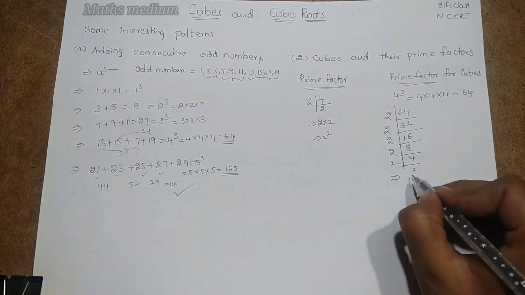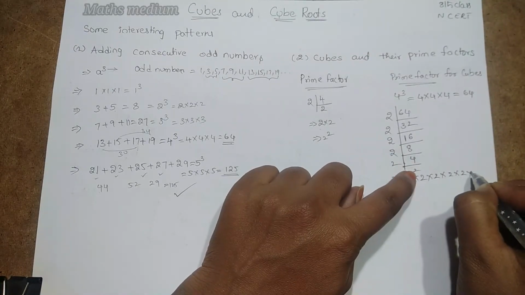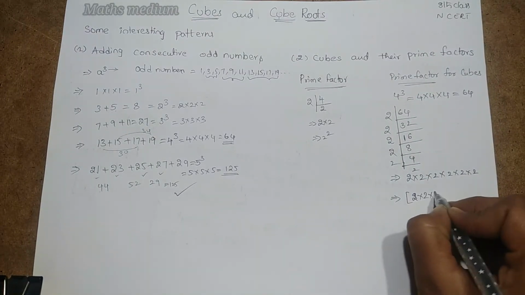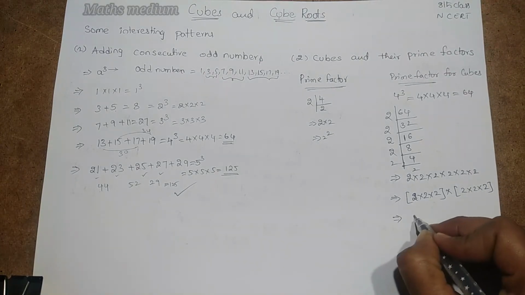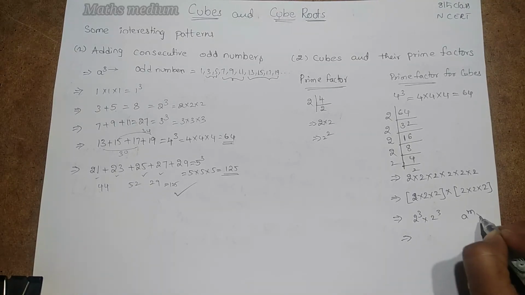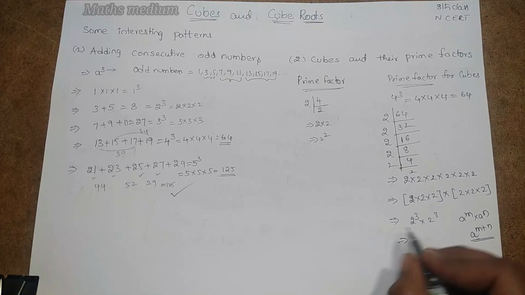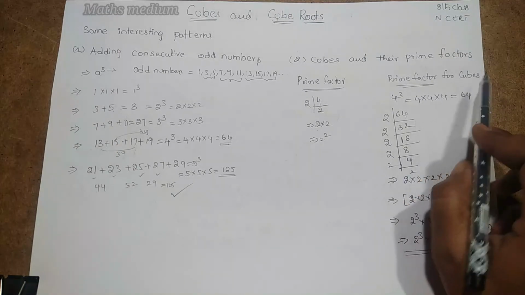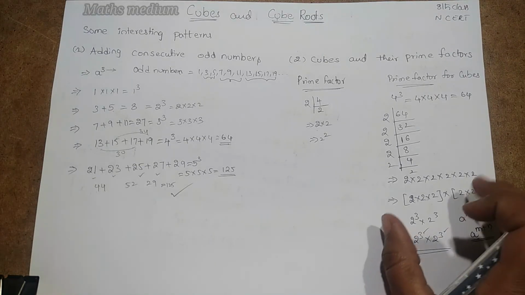Now multiply it: 2 into 2 into 2 into 2 into 2 into 2. If you group it, 2 into 2 into 2, into 2 into 2 into 2. It means 2 cube into 2 cube. Right? If you take the formula a power m into a power n equals a power m plus n, this is another way to find it, but here up to 2 power 3 into 2 power 3 is enough to write the prime factors for cubes. See, the powers are cubes. So this is the prime factorization of a cube number.